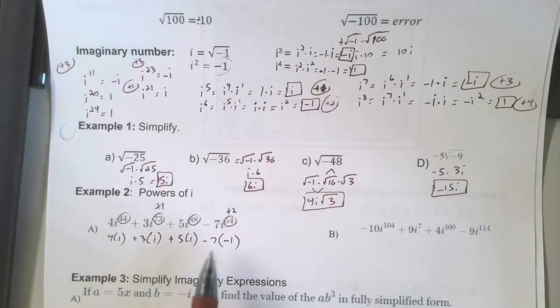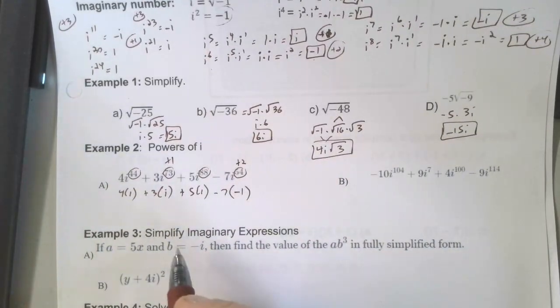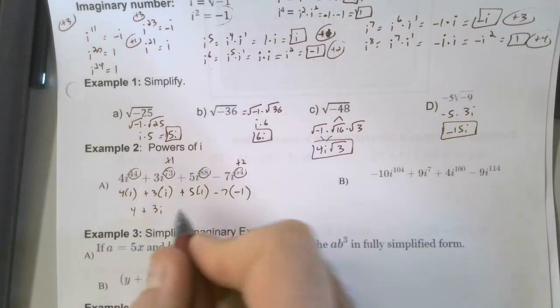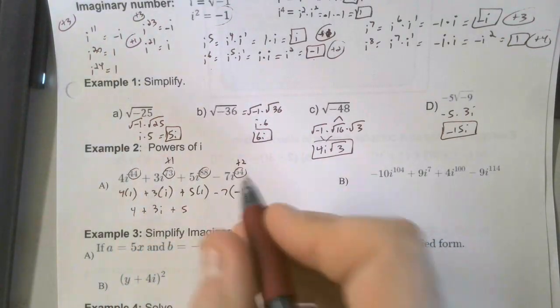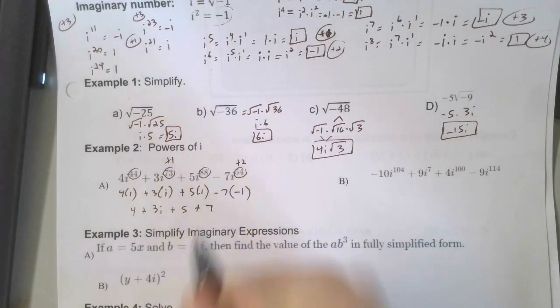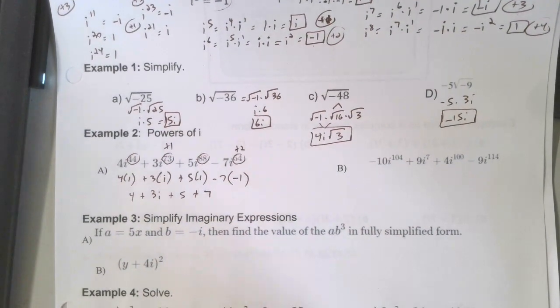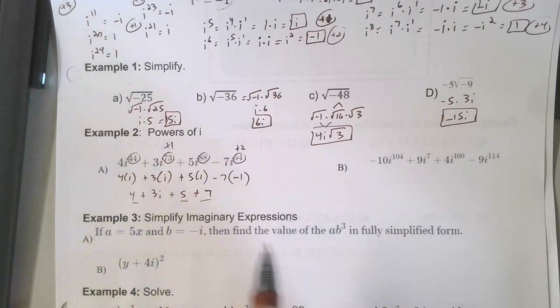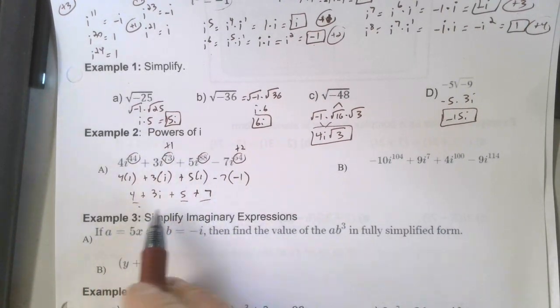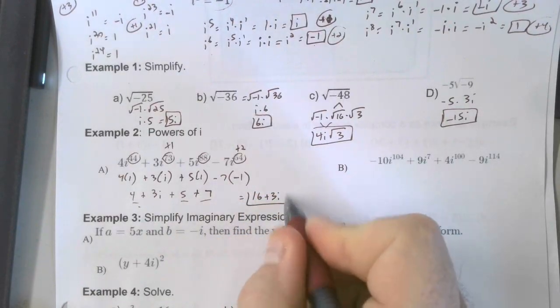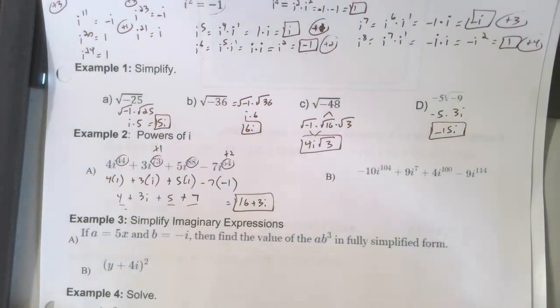So now I can simplify my expression. So notice you get 4 plus 3i plus 5 plus 7. And so now we add like terms. So now I get 9 plus 7, 16 plus 3i is your final answer.